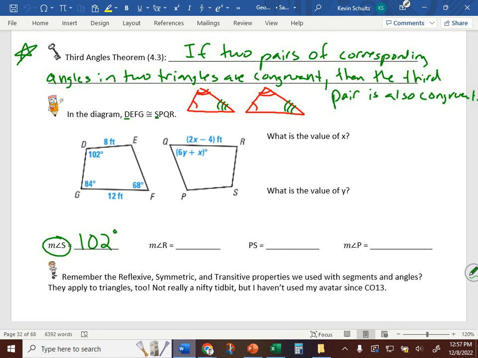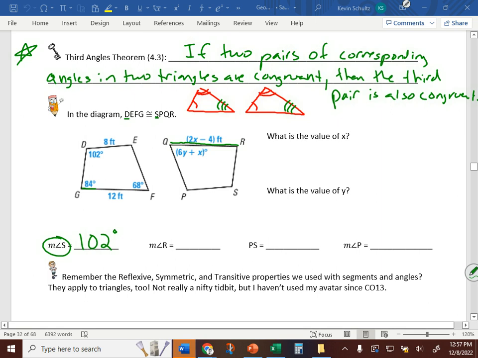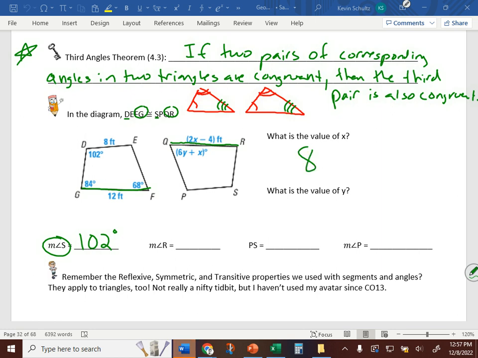8 times 2 is 16, and minus 4 is 8. How'd you know that QR corresponded with GF here? Because if you flip it around, it's on the bottom. If you flip it around, also the roadmap, the congruency statement, QR is the third and fourth letters there. FG, the third and fourth letters there. So you know that those two sides will correspond. You are correct. X is 8.